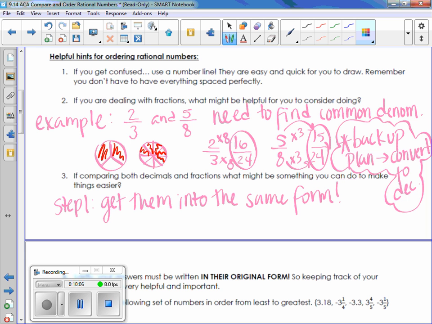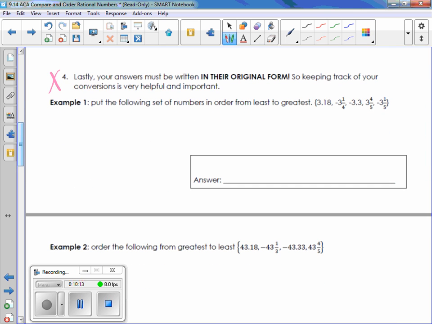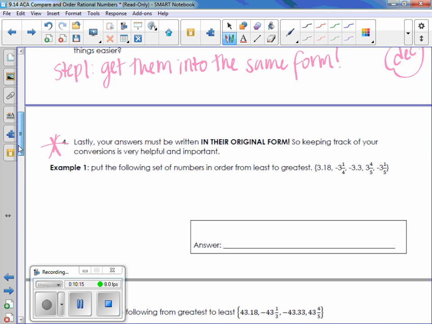Now our last step, number 4, is, in my opinion, the one that is super important and most people forget. So I want us to write it: your answer must be written in its original form. So being really neat and keeping track of your conversions is super helpful and important. I'm going to work through these next 2 examples with you and show you how I keep it organized, so you don't get lost, forget what you're solving for, and get confused. Do we have any questions before I move on?